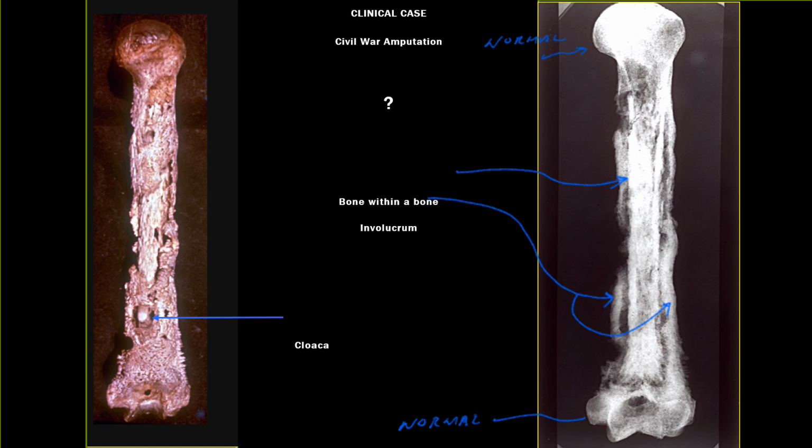This is a Civil War macerate specimen and corresponding radiograph. There was an amputation for chronic infection. There was a draining sinus, termed a cloaca. The radiograph shows a bone within a bone, and the ends of the bone are normal. The pathologic sequence is that pathogens were introduced by the bullet.